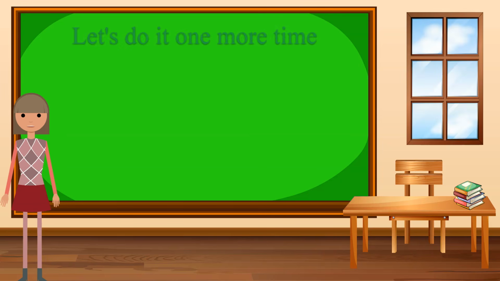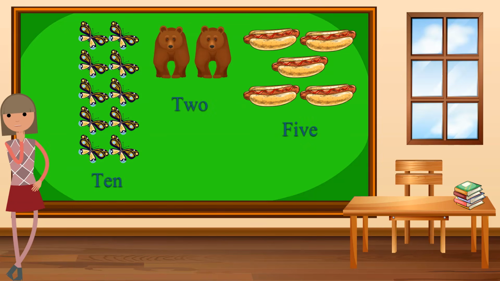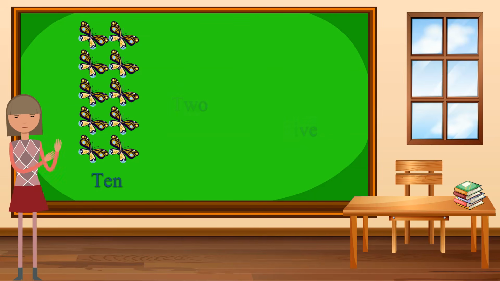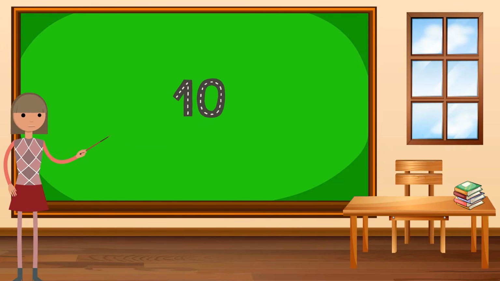Now, let's do it one more time. Where here can you count 10 things? It'll be 10 butterflies, 10 bears, or 10 hot dogs. There you go, 10 butterflies. So, this is number 10.